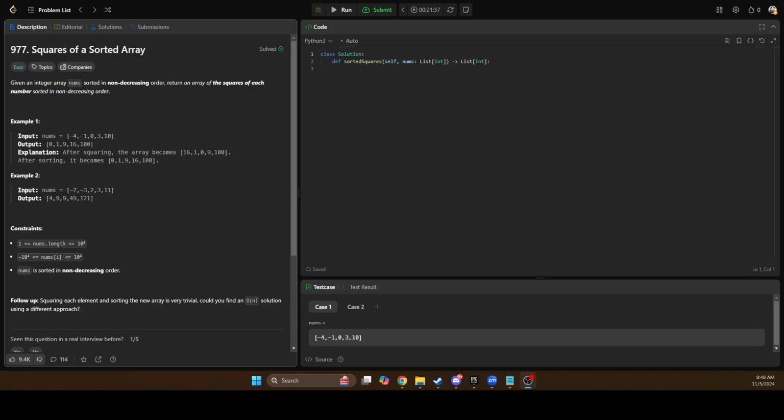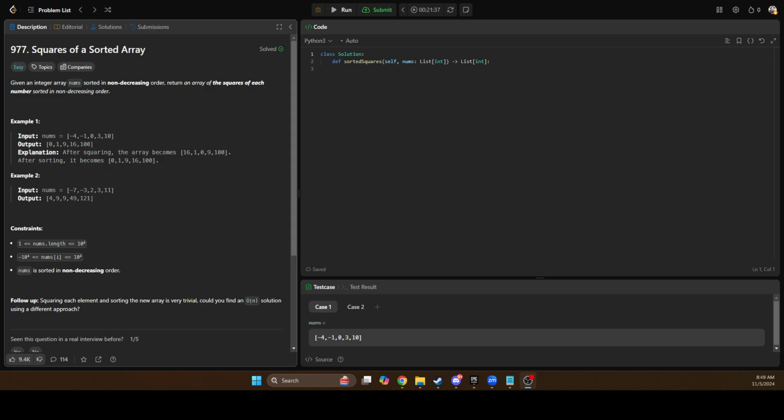All right, this is squares of a sorted array. Given an integer array nums sorted in non-decreasing order, return an array of the squares of each number sorted in non-decreasing order. Non-decreasing order means to me that there might be duplicates, that it's not strictly increasing. Otherwise, I would say increasing order.